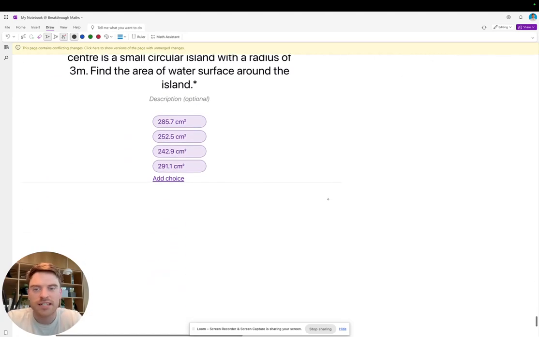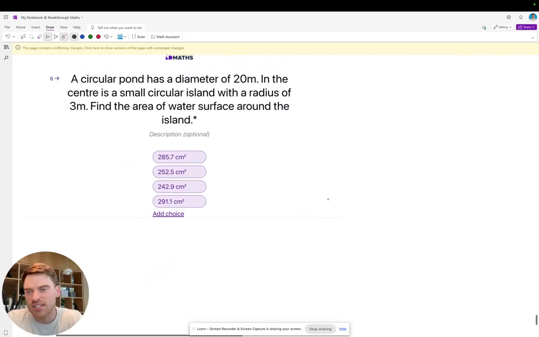A circular pond has a diameter of 20 meters, and in the center is a small circular island with a radius of 3 meters. Find the area of the water surface around the island. Oh, this is hard.